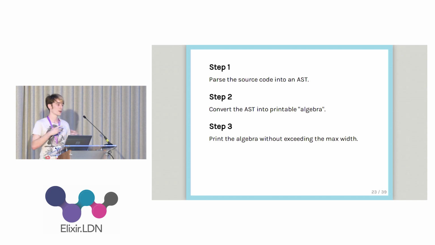First step is parse the source code into the abstract syntax tree. So this is the thing that Jose was showing us earlier, where if you put some code into quote, it gives you back this Elixir data representation of the code that you just put in. So we start with that. Step 2, we convert the tree into a printable algebra. More algebra later. And the third step, we print the algebra in such a fashion that respects the maximum width that we've allowed it.